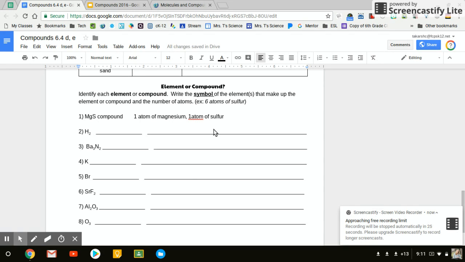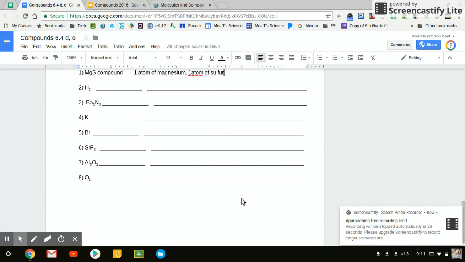When you finish this, raise your hand. When you get to number 8, have Mrs. Tuckash check it, and you are going to be in good shape.